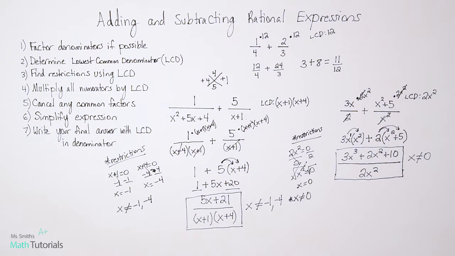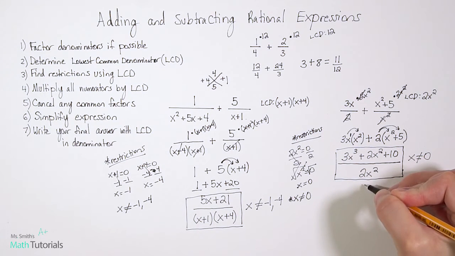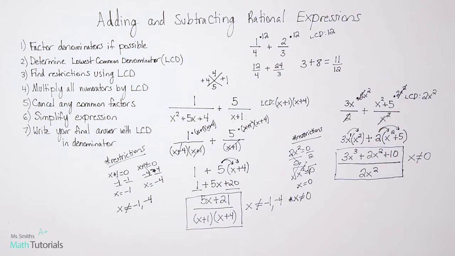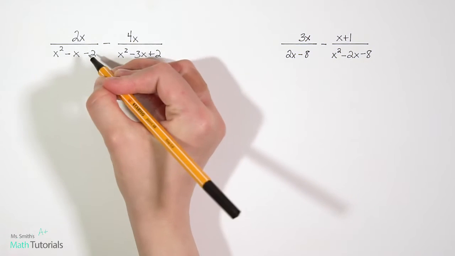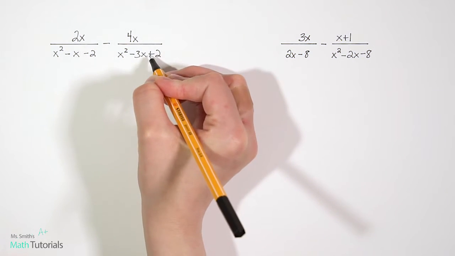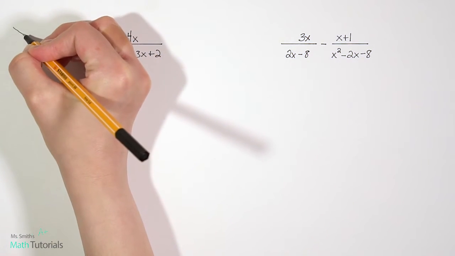But I know the temptation is there to just, oh, let me cancel this and then write my final answer. But just be careful there, okay? So our steps are still going to be the same. Our first step is going to continue to be to factor denominators if possible. So notice here, we can definitely factor both of those. So let's do that just over on the side.